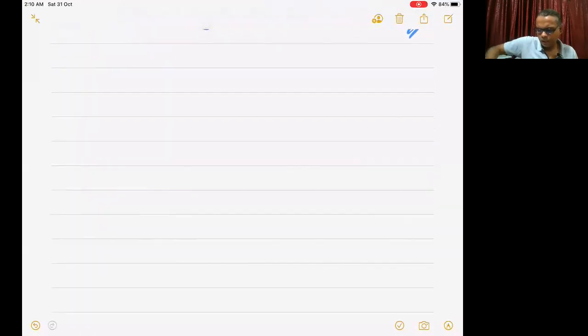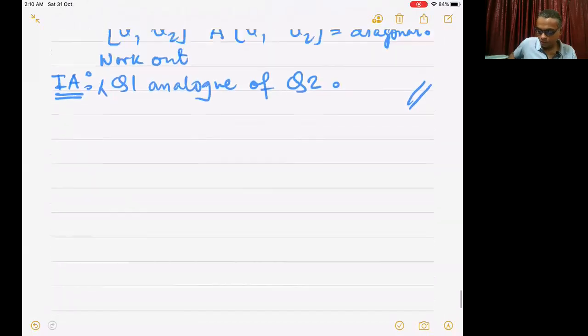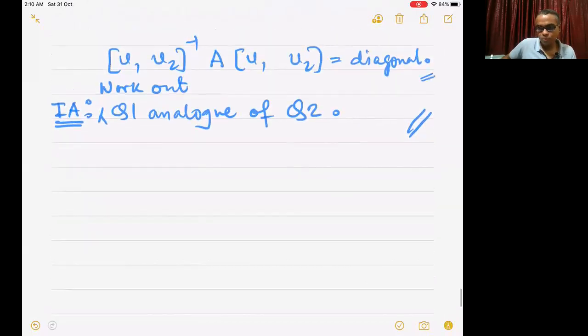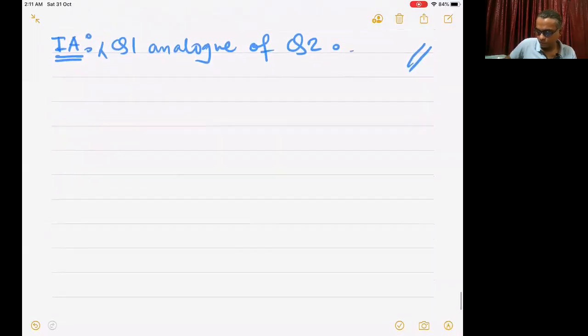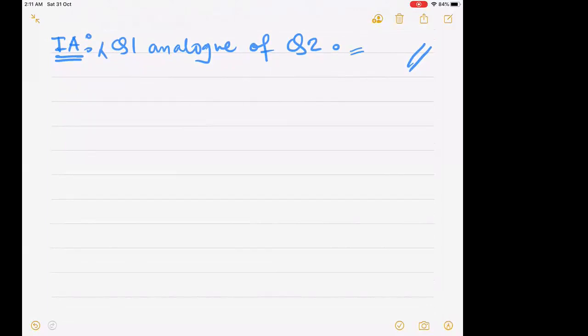Right. So I had given this immediate attention problem. I hope you have attempted. This one I'm not going to do. This you will do yourself. But let me try and do this one for you. Yeah, this will be instructive for us. Okay. So what we are asking here is Q1 analog of Q2. That is, we have given a partial answer to Q2. What would be the analogous partial answer to Q1, right?